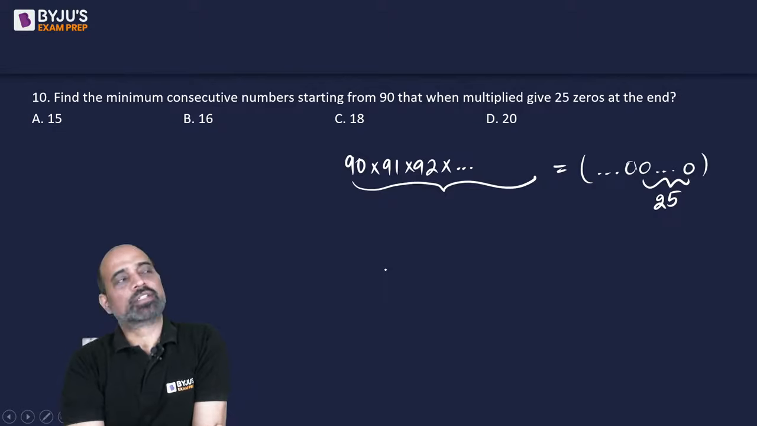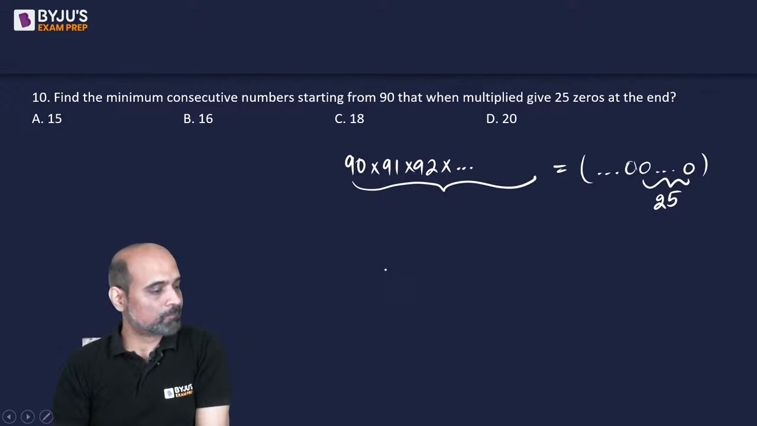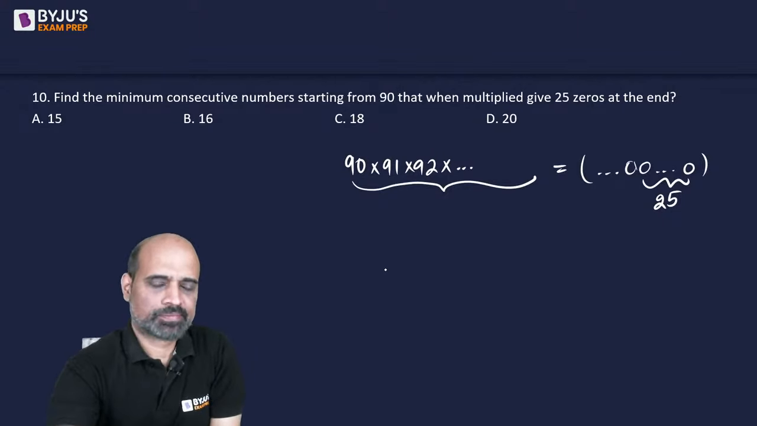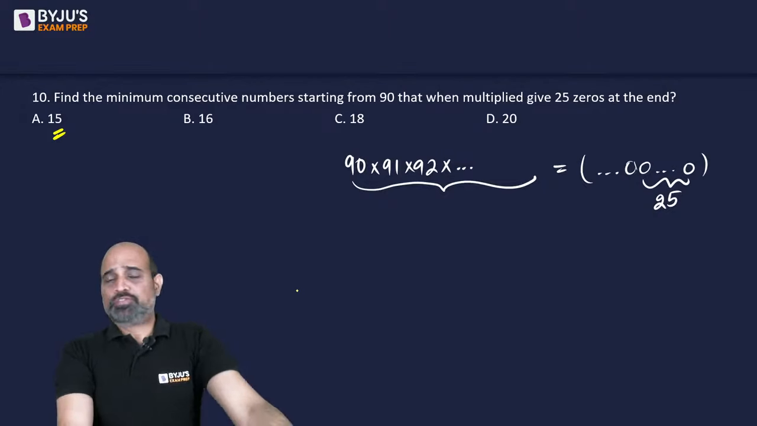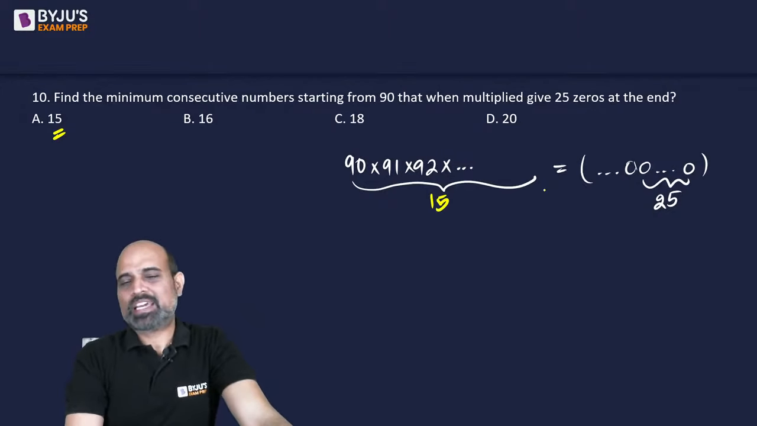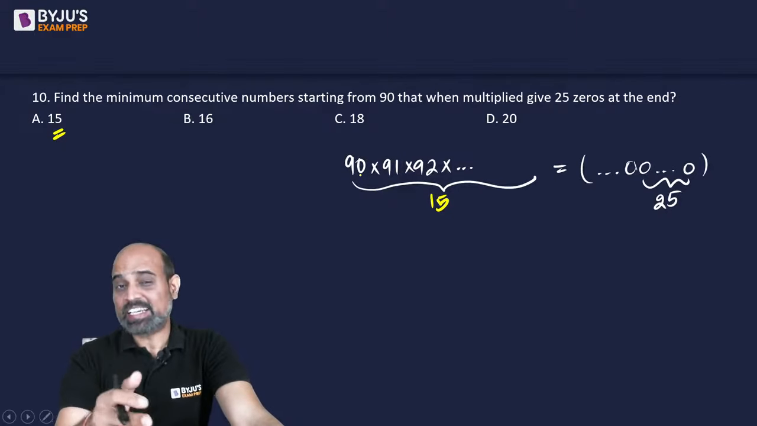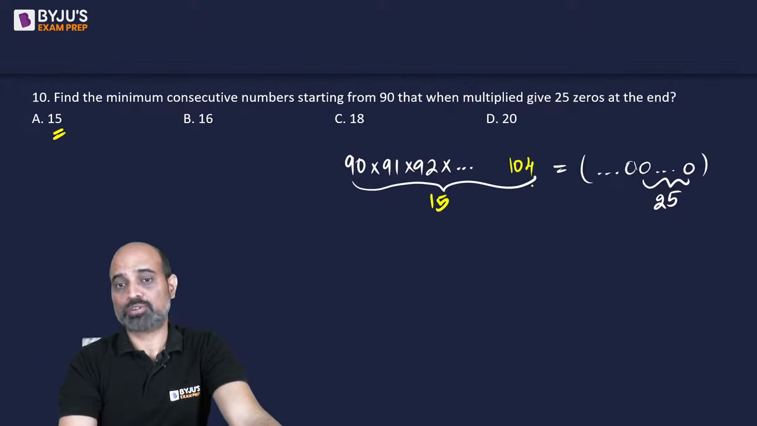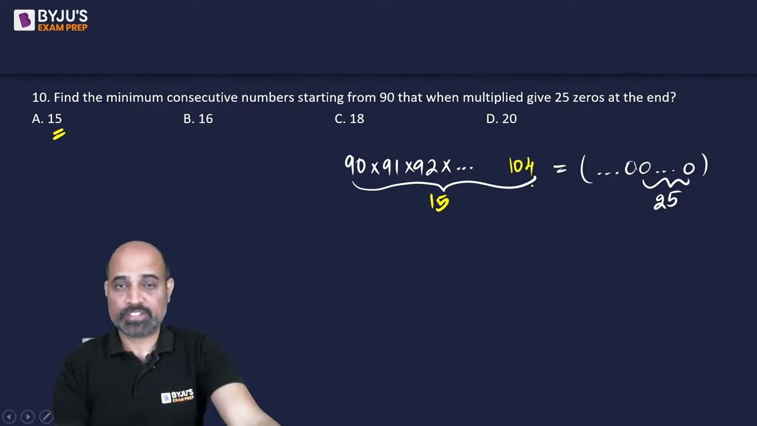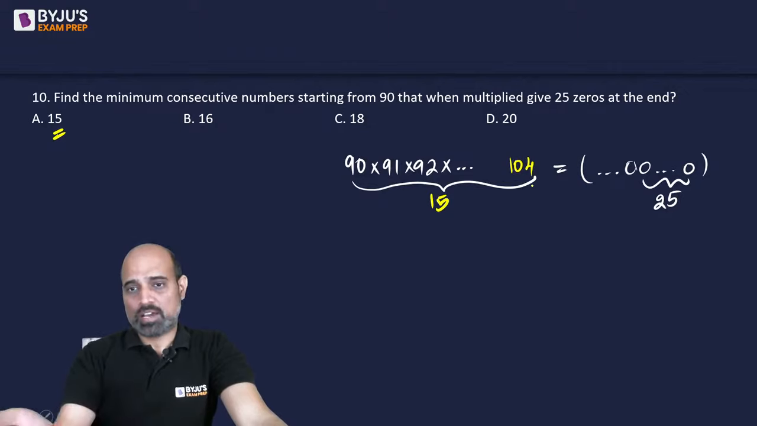तो हम लोग क्या कर सकते हैं? We can use options also. We can use a bit of hit and trial. And using options also, we have two approaches. चलो options use करते हैं. Suppose I am saying I am going to multiply 15 such numbers. So starting with 90, if you count 15 numbers, the last number is going to be 104 and not 105. Okay? So do we have 25 zeros we are going to have from here?